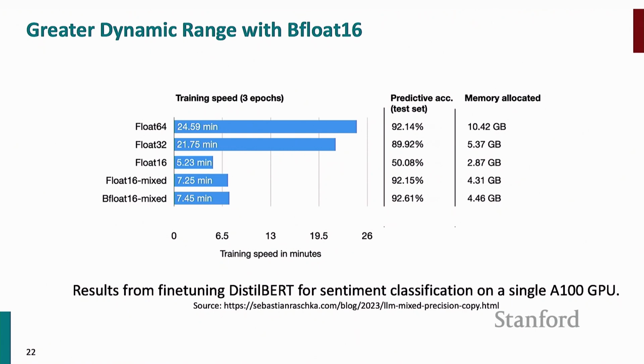Okay. And the reason we see speedups for training is because matrix multiplies tend to be faster when you are multiplying in half precision. Okay, so before we move on, are there any questions about this?